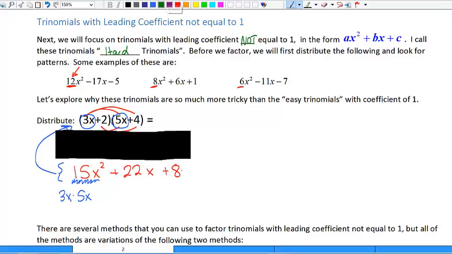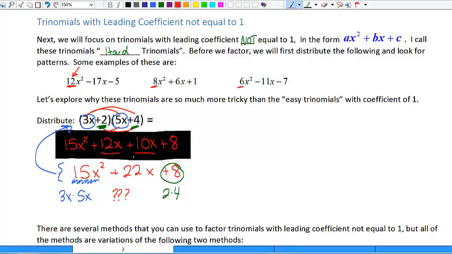Then I'm going to look at the 8. Can you tell where the 8 came from? Well, sure I can. That's the 2 times the 4. I can totally see that. So the thing that's a little bit tricky is the 22x. Where in the world did the 22x come from? Well, once I unblack this out here, you can see that the 22x came from the 12x and the 10x.